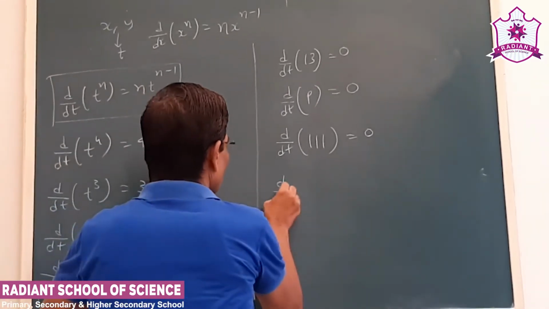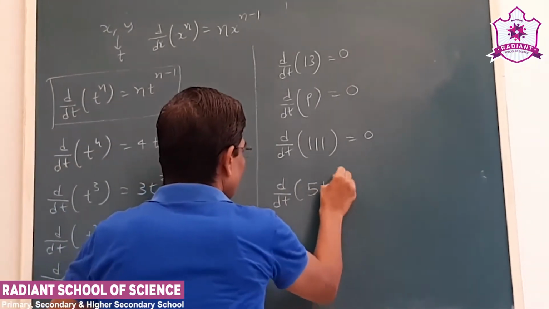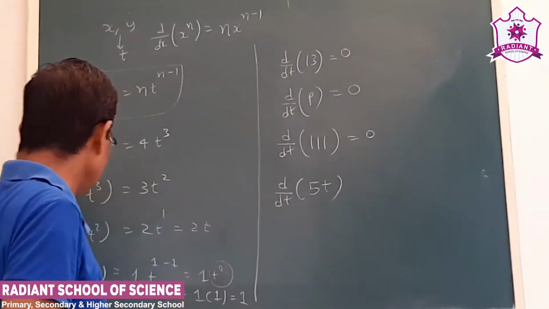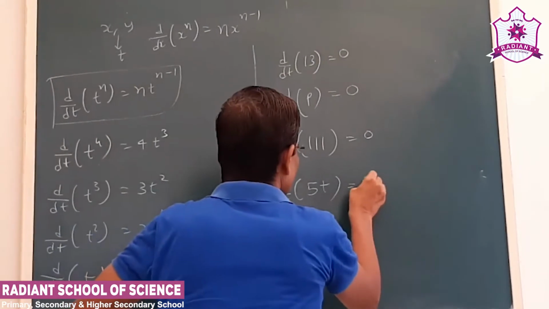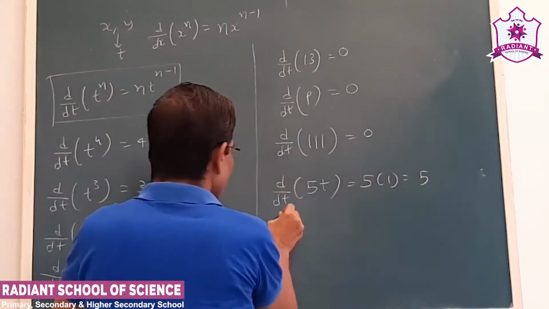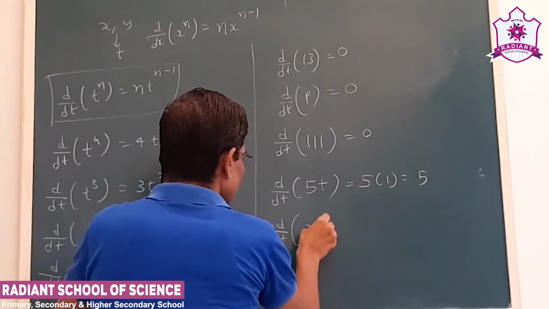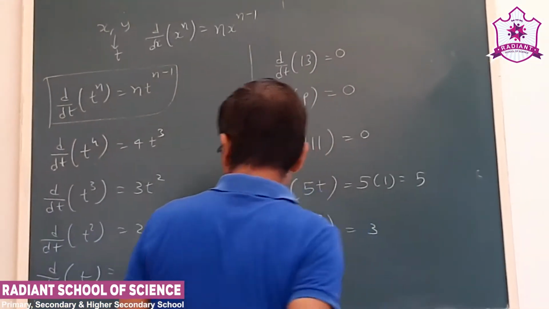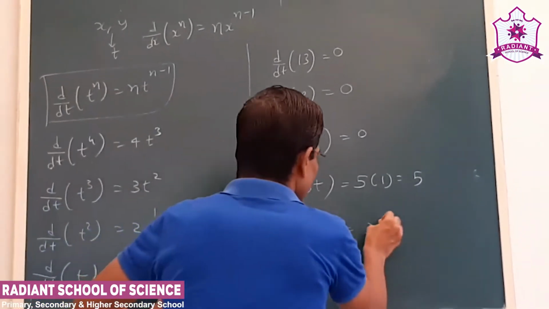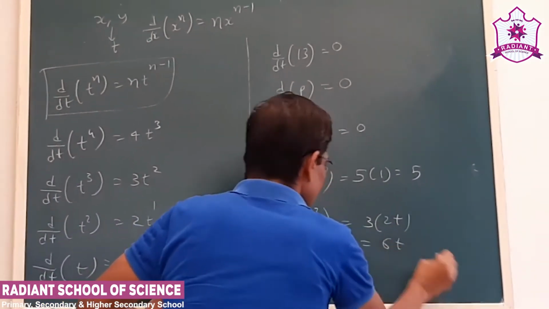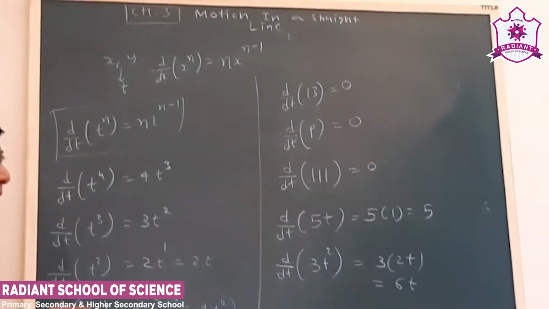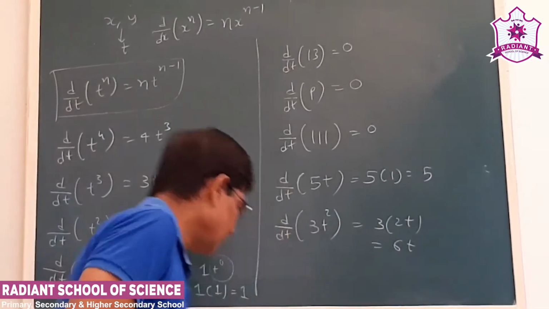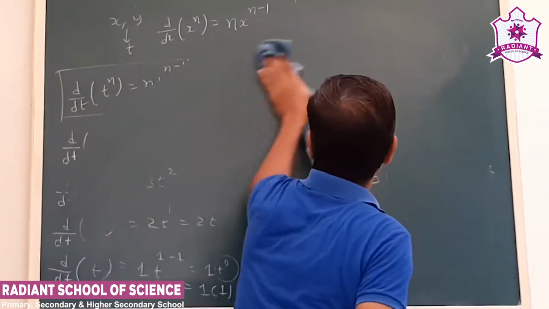Now suppose we have d by dt of 5t. We know 5 is a constant, and we have just seen that the derivative of t is 1, so 5 into 1 is 5. Similarly, d by dt of 3t squared: 3 is a constant, and the derivative of t squared is 2t, so it is 6t. This is the basics of the derivative. Now how we use it in kinematics, we have to see next.